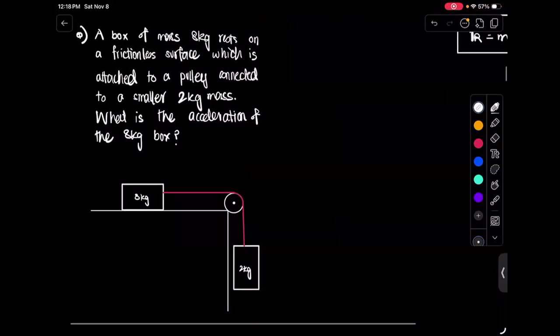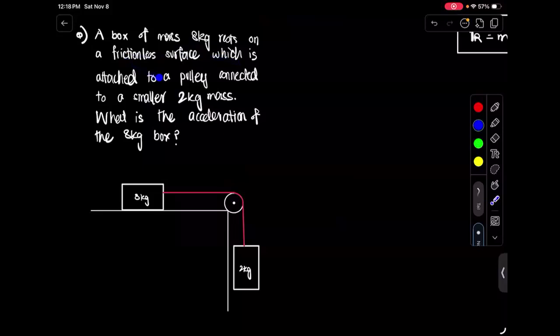Question says, a box of mass 8 kilograms rests on a frictionless surface, which is attached to a pulley connected to a smaller 2 kilogram mass. They're connected by a wire. What is the acceleration of the 8 kilogram box? Basically, this question is organized in such a way that you have to figure out the acceleration of the entire system. This box is connected to this box. This box is going to fall down, and when it falls, it's going to pull this box with itself.